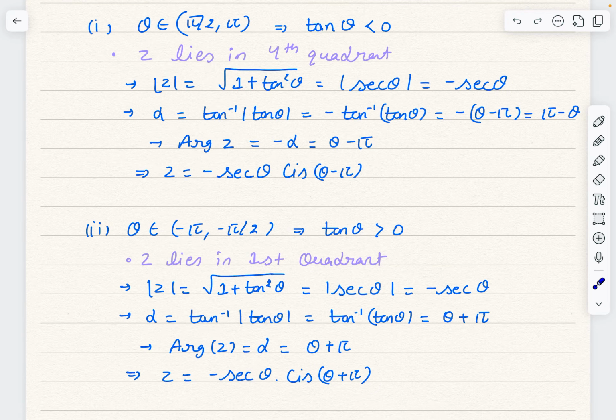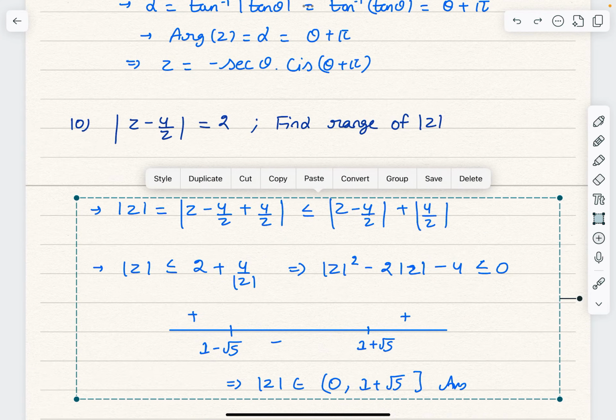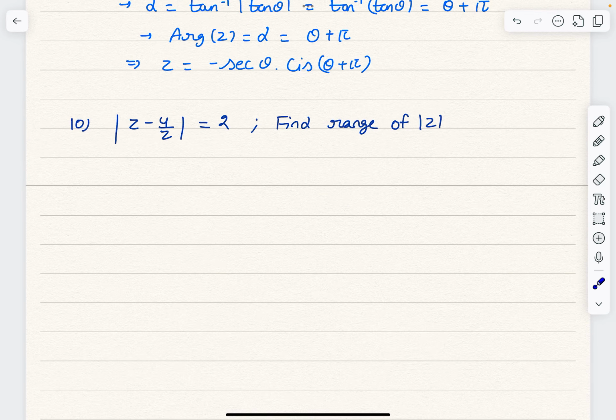I hope it is clear, guys. This is a very important problem. Let us see the next one. Now, this range problem they ask many times, so do look into this. This is a very important problem again.